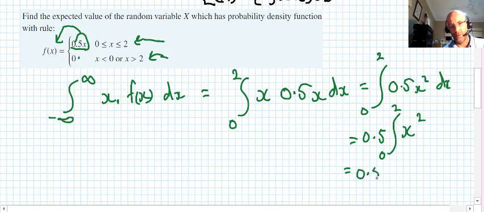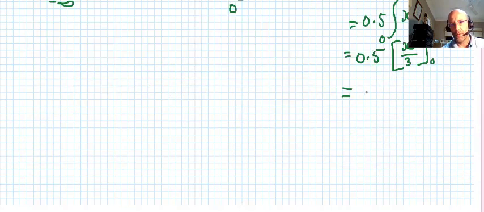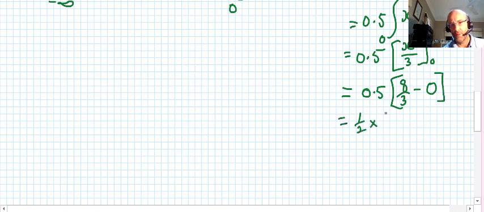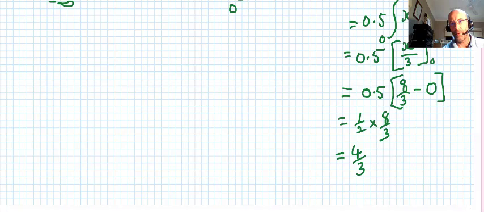Taking the definite integral, that's x cubed over 3. We've done our integration and we apply our limits of integration from 2 to 0. So it'll be 0.5, or a half, times 8 over 3, minus 0. So we've got a half times 8 over 3, which is 4 over 3. So the expected value, or the mean, is 4/3.